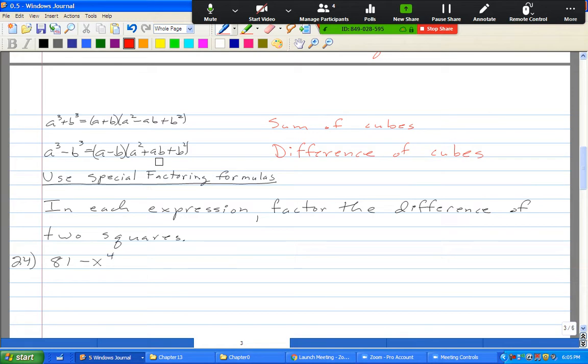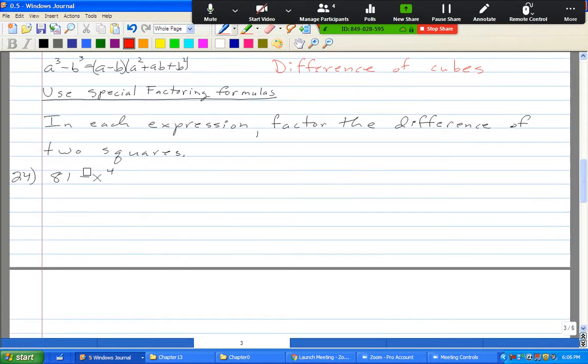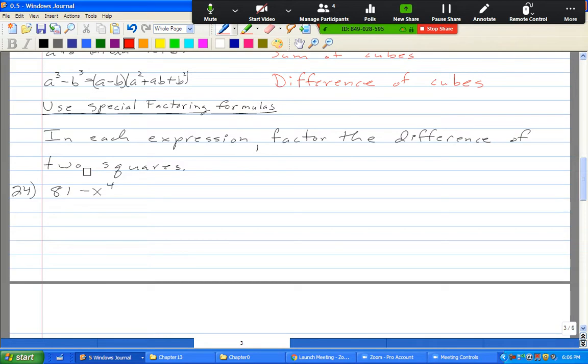So notice that this sign here is the same as this first sign. The second sign is always opposite the first sign. And everything else is the same. So it should not be difficult to memorize them. So let's use the special factoring formulas. In each expression, factor the difference of two squares. If it turns out that your polynomial is of a particularly simple type, so you can use these formulas, then you should use them.